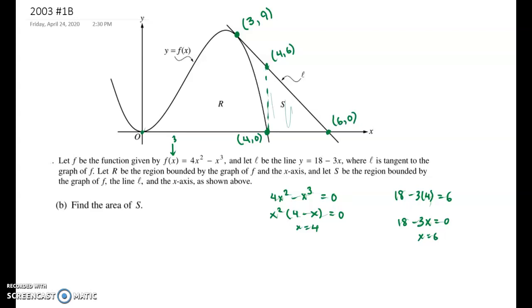Okay, so then what I can do is the integral from 3 to 4 of the line, because that's taller, so 18 minus 3x minus the cubic. Make sure you are subtracting that entire cubic. And that's going to give me this area here. And then I'm going to need to find the area of this triangle.